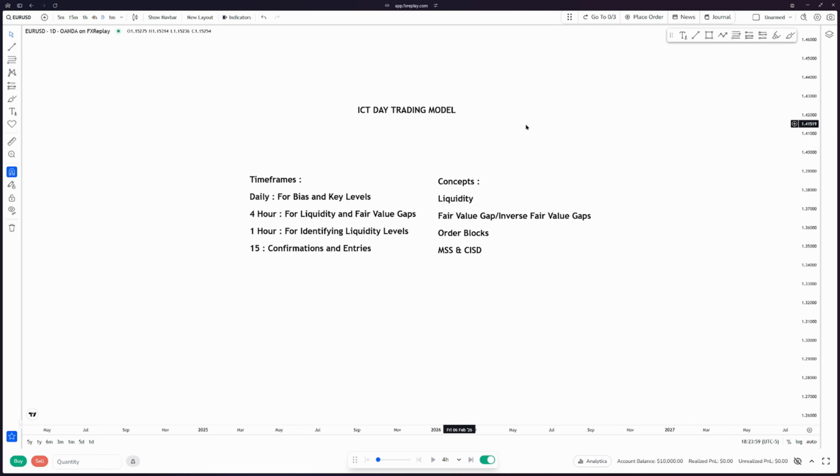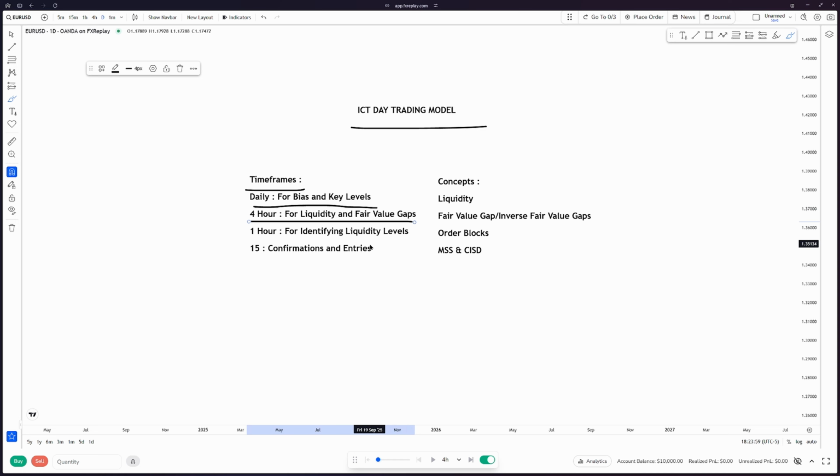In this part of the video, I will explain the ICT easiest day trading model. So let's look at the time frames we are going to use in this model. First, we will use the daily time frame for bias and key levels. Then we will use the 4-hour time frame for liquidity and fair value gaps. Then we will use the 1-hour time frame for identifying liquidity levels. Then, on the 15-minute time frame, we will look for confirmation, and then we will enter.